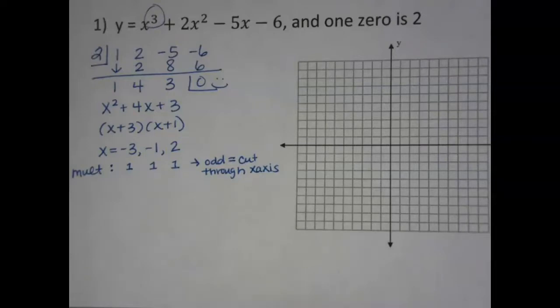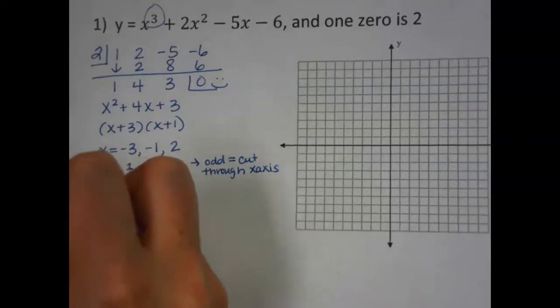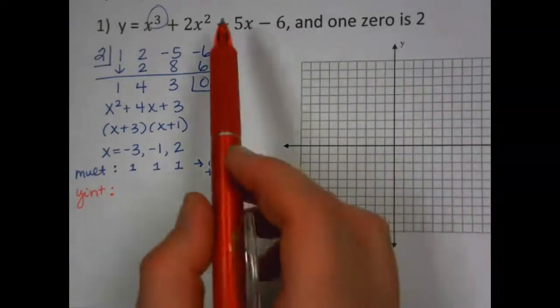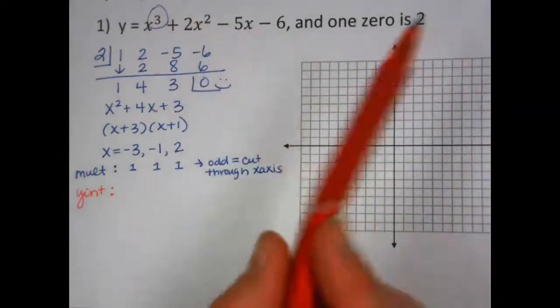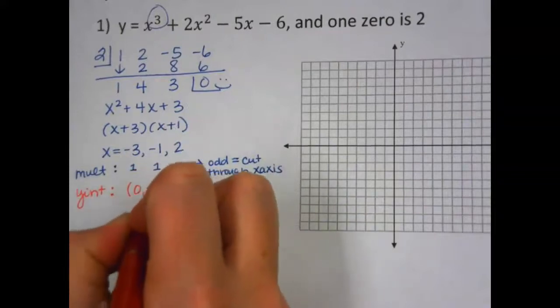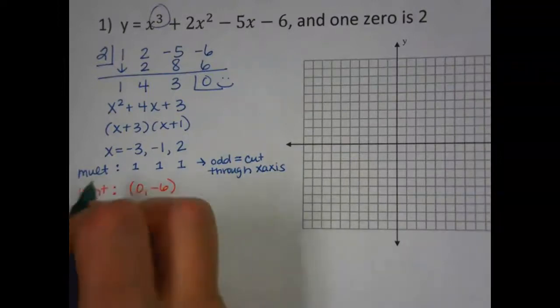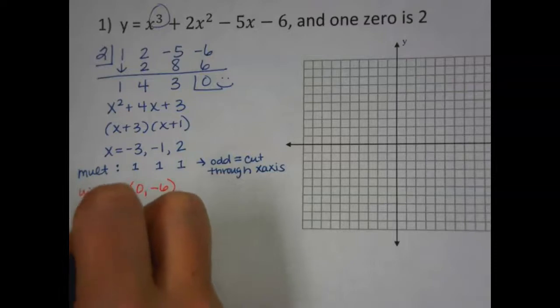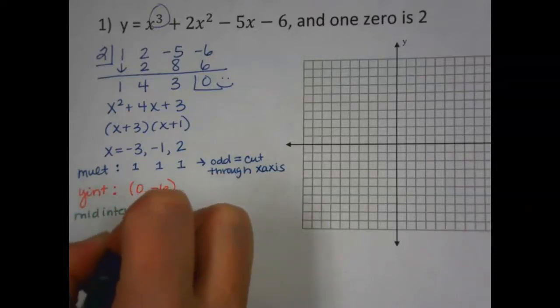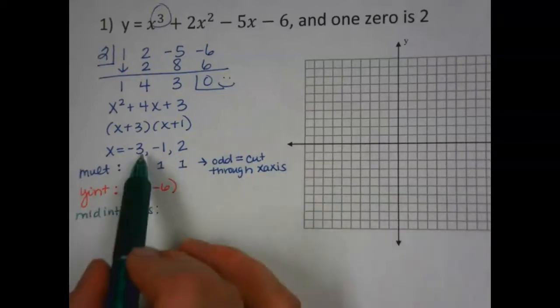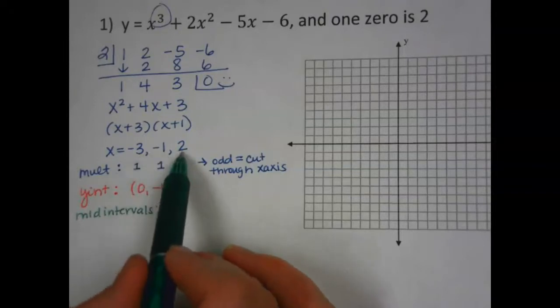All right, next it told us that we need to find the y-intercept. Y-intercept is when we put a 0 in for x. So doing that would eliminate the first 3 terms, and we'd be left with -6. All right, next we need to find the mid-intervals. Remember, mid-intervals are when we're going to take the average of the x-intercepts. Now, they need to be in consecutive order. So notice how we have the smallest and then the middle and the biggest.